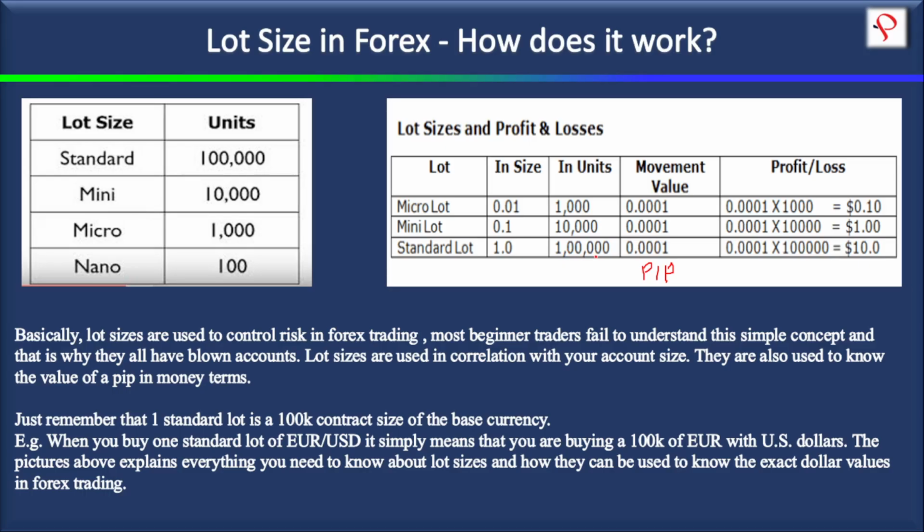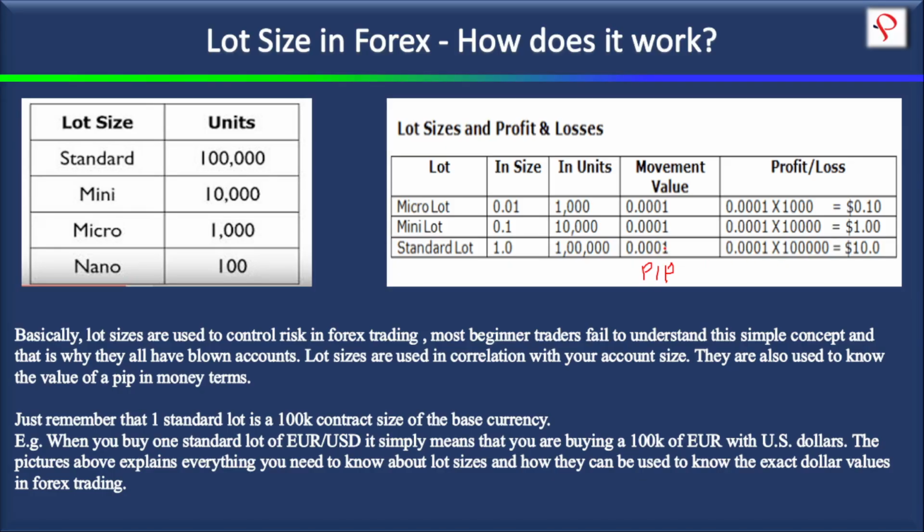So how do you do the mathematics to know the value in dollars of this movement on one standard lot size? You are going to multiply your pip by the base unit. So that means, since it made 1 pip movement, you're going to say 0.0001 multiplied by 100,000, the value is $10. You see that? So this is another way you can do that.